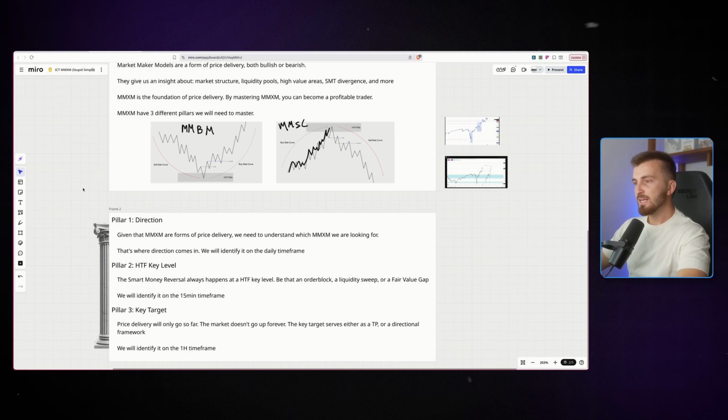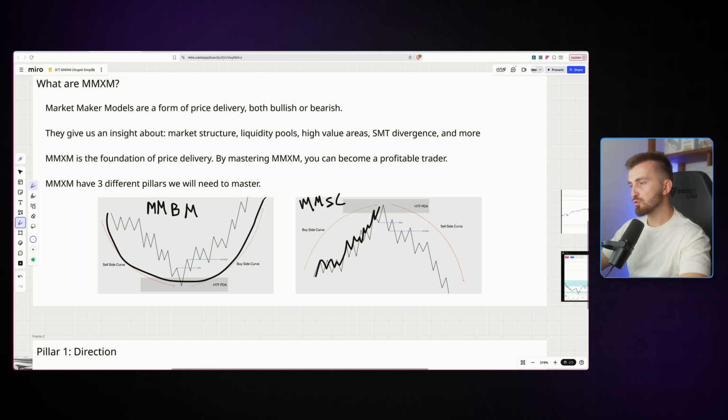Now, there's some details that I'm going to talk about right now when we go onto the charts that are very important for you to keep in mind, because if you don't know that, you will never master market maker models. So let's just quickly go back to the structural market maker model.